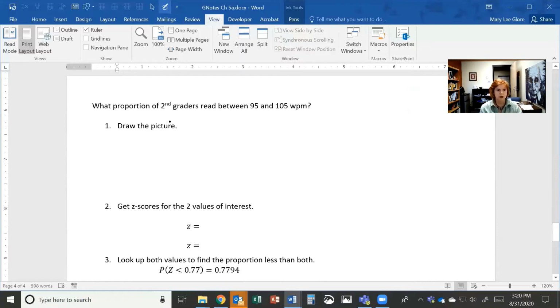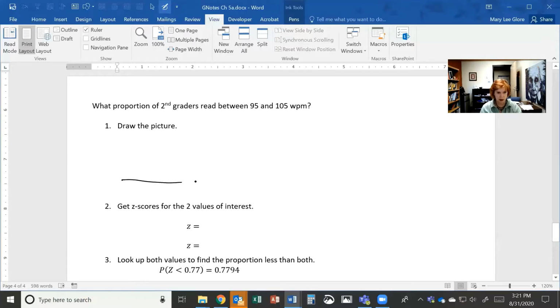All right, this is a between problem. What proportion of second graders read between 95 and 105 words per minute? One thing I want to say is that for these between problems, I'm going to show you how to do them. There is at least one homework problem where you have to ask that, but it will not be on the test. So I'm not going to be asking between probabilities on the test, but I'm going to show you how to do them. All right, so first we're going to draw our picture.